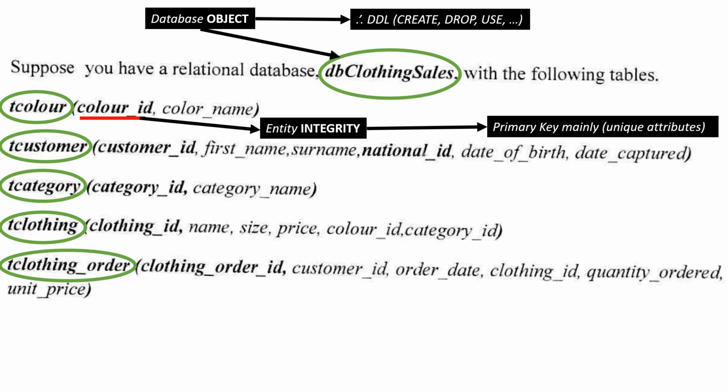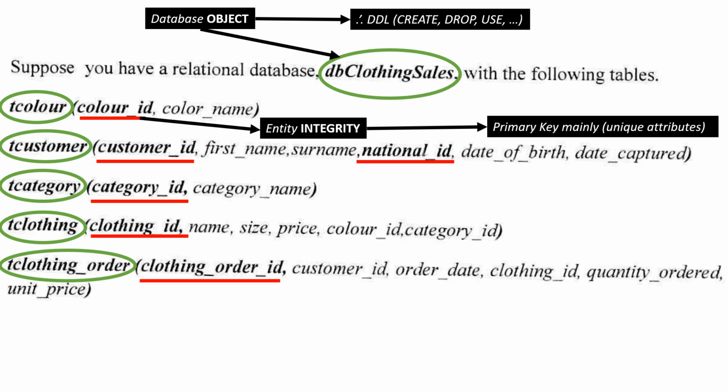So if we choose, for instance, let's say on T customer, we have customer ID, first name, national ID, date of birth, date captured. Customer ID can be used alone as a primary key because it can uniquely identify every customer. National ID is also a candidate key. It can also be used as a primary key. So at this moment, these two attributes are candidate keys because we haven't chosen one, but we are yet to choose. So at this moment, customer ID and national ID are candidate keys.